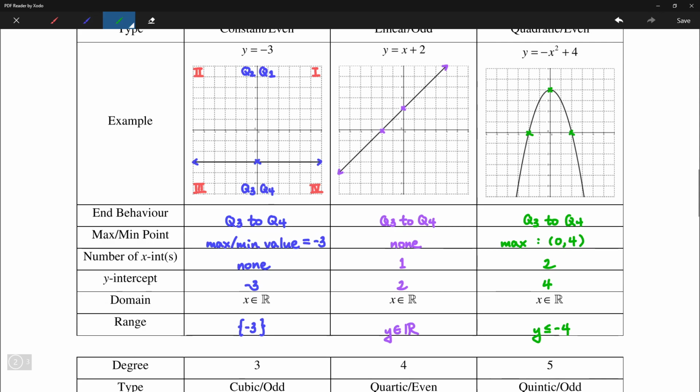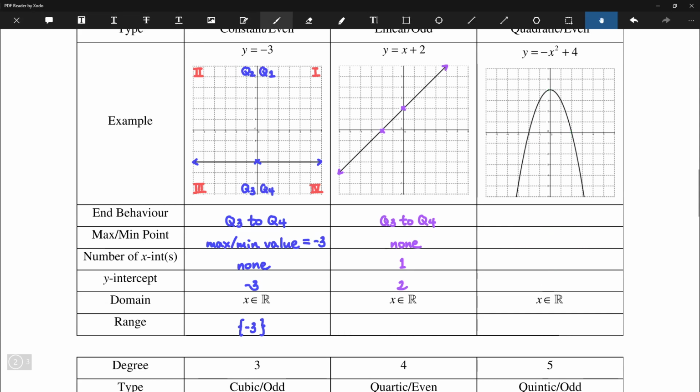So the idea here is that, let's see, we have y equals 1 for our graph. It will go from quadrant 2 to 1. So the idea is if we have an even polynomial function, its end behavior is going across, so it's either 3 to 4 or 2 to 1, depending if the graph is positive or negative. Whereas if the polynomial function is odd in degree, then it goes diagonally across the plane. So it's going to be either quadrant 3 to quadrant. This is not quadrant 3 to quadrant 4. This is quadrant 3 to quadrant 1.